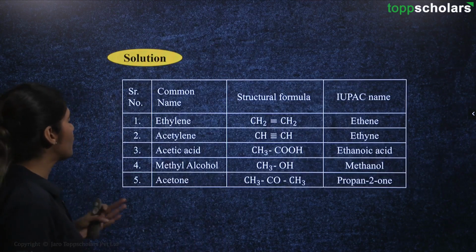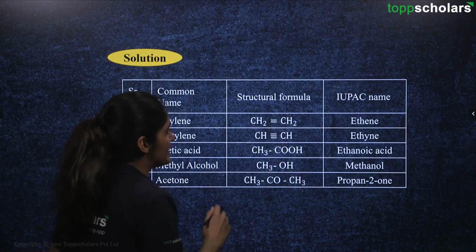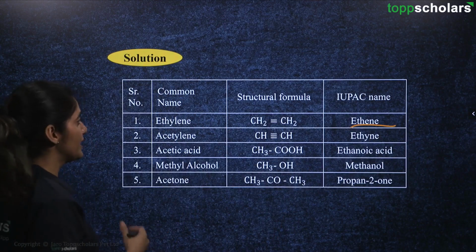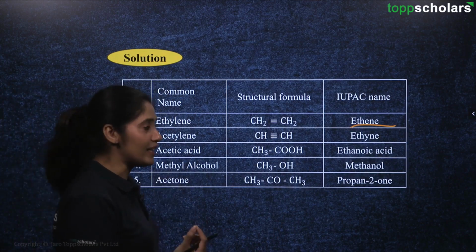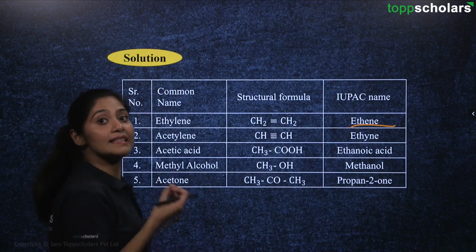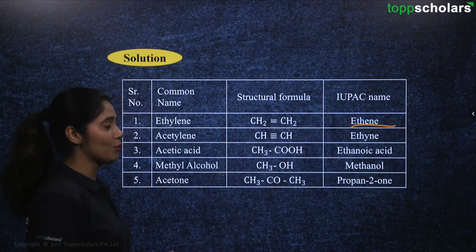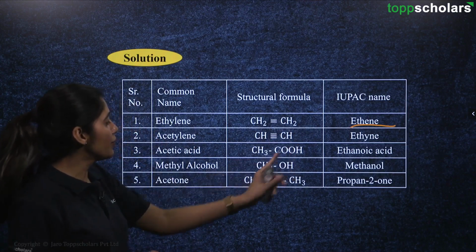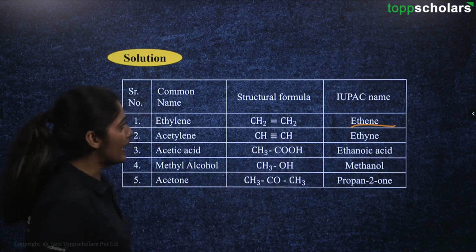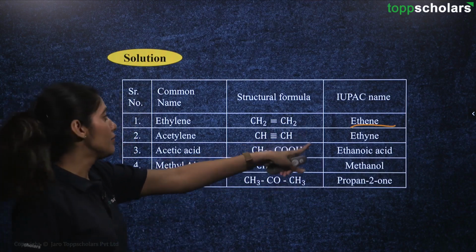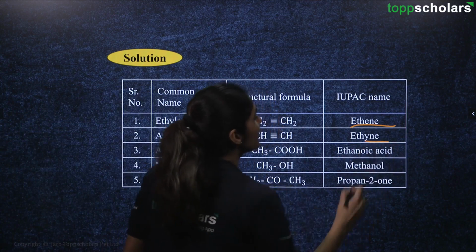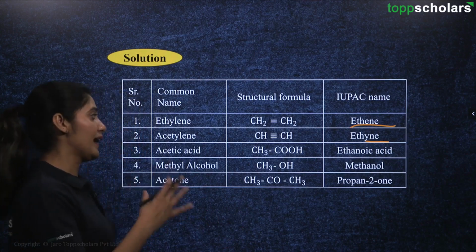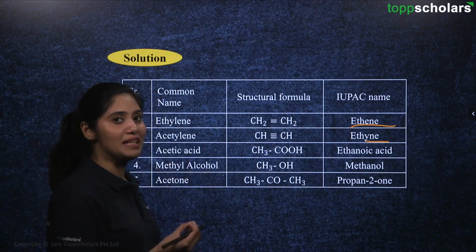So let's see what would be the IUPAC name. So here it is ethene, right? It is because of the double bond. Whenever there is a double bond, we use the suffix "ene" and there are 2 carbons. So that is eth, right? So therefore the IUPAC name goes ethene. Now here the common name is given, acetylene. Structural formula CH triple bond CH. So whenever there is a triple bond, we use the suffix "-yne", and because there are 2 carbons, it goes eth again. So therefore the IUPAC name is ethyne.